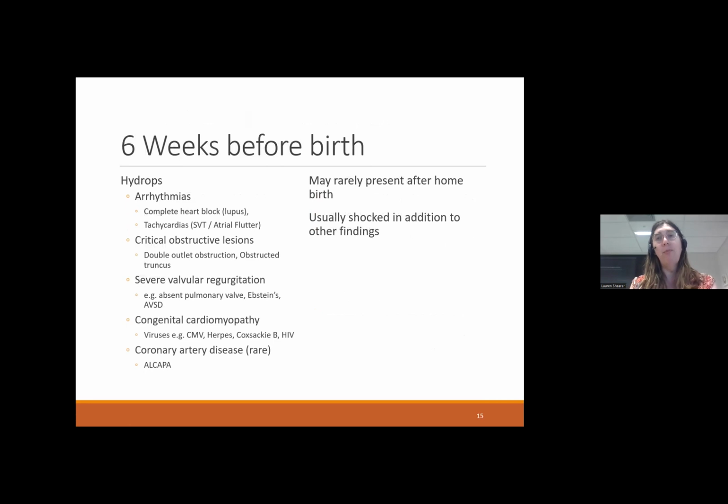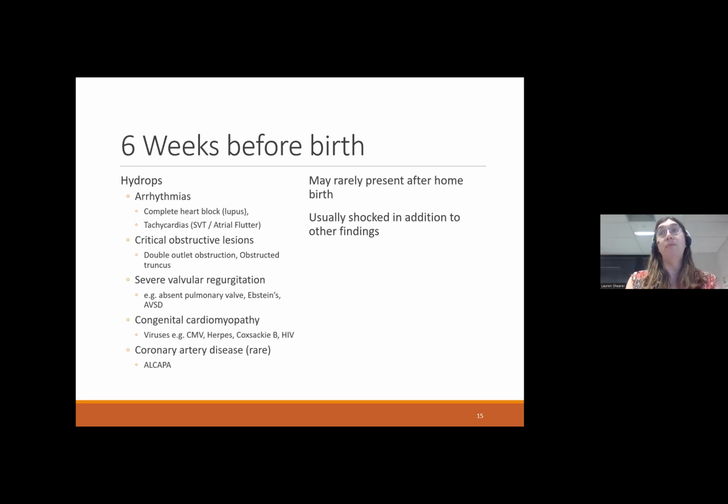So thinking about before birth, I did say many of our patients are diagnosed before birth nowadays. They may present with a variety of things, including arrhythmias, complete heart block in children of mothers with lupus. We might see critically obstructed lesions, so double outlet obstruction and obstructed truncus, severe valve regurgitations, issues with myocardial function, and also rarely we find congenital coronary artery disease. And they may present before birth or after birth in addition to findings.